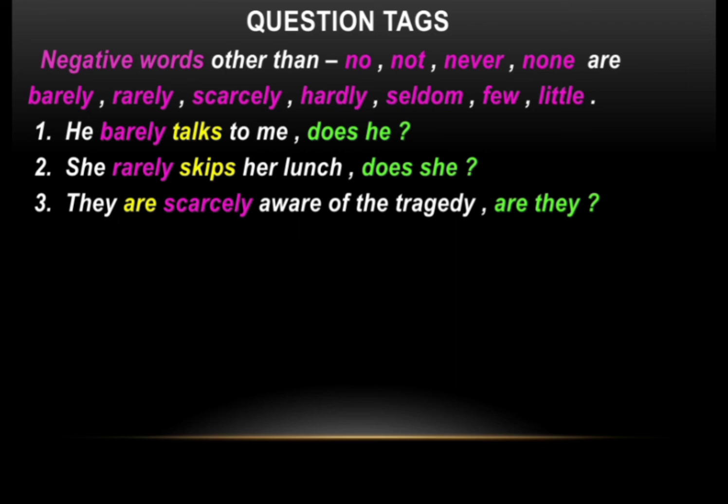They are scarcely aware of the tragedy. Here we have an auxiliary verb are. Scarcely is given and it is a negative word. They is a plural pronoun. Since it is a negative statement, we have to give a positive tag, and so the tag is are they.